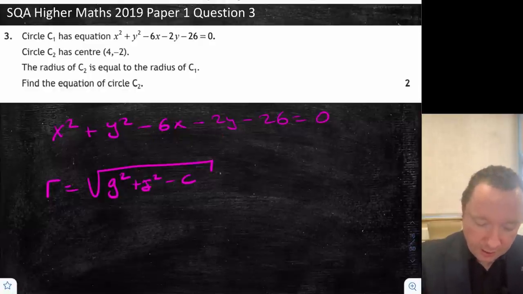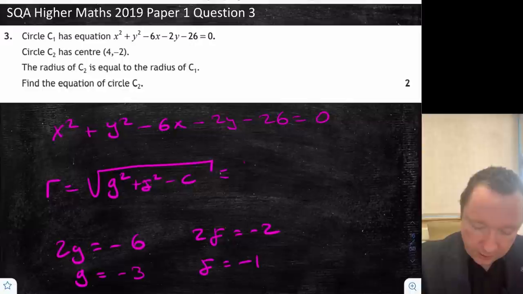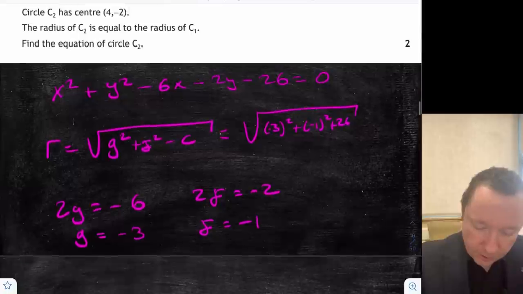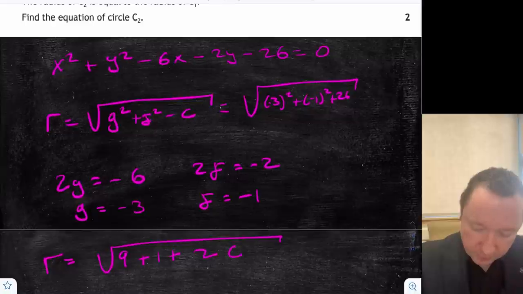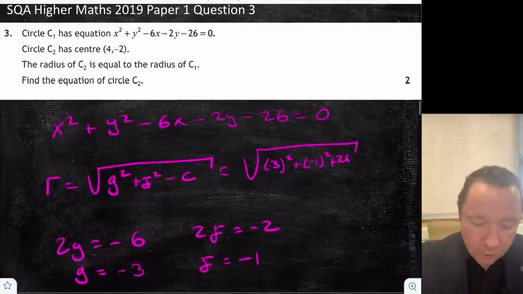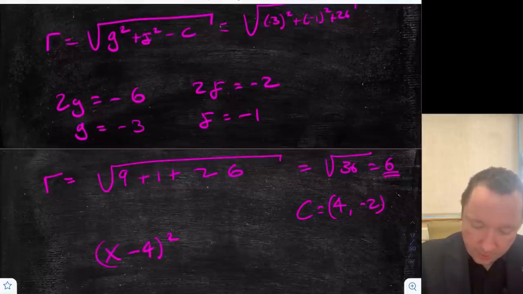So 2g is minus 6 and 2f is minus 2. So my g is minus 3 and my f is minus 1. So my radius is equal to the square root of minus 3 squared plus minus 1 squared, take away c, but it's a minus already, so plus 26. So my radius is the square root of 9 plus 1 plus 26. That's the square root of 36, which is equal to 6. So we've got our radius, and we know the circle centre is (4, -2). So we know the equation of C2 must equal (x minus 4) squared plus (y plus 2) squared equals 36.